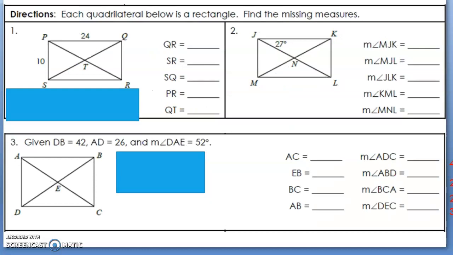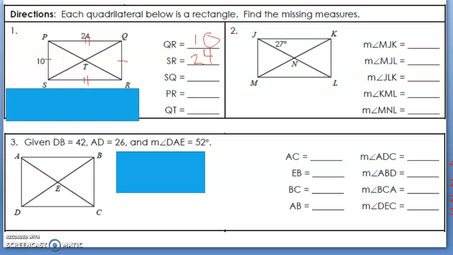So example number 1, each quadrilateral below is a rectangle. Find the missing measures. So they give us PS is 10 and PQ is 24 units. So first off, we want to find QR. Well, QR is opposite PS, so it is also 10 units long. SR is going to be the same as what it's across from, PQ, which is 24.